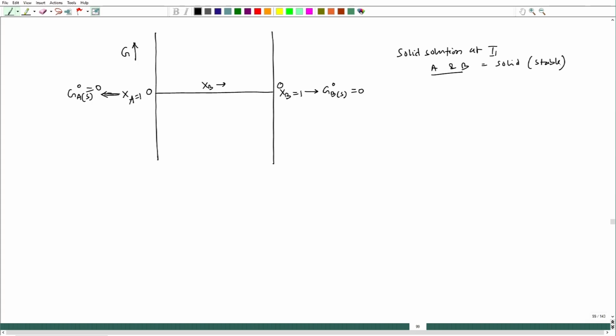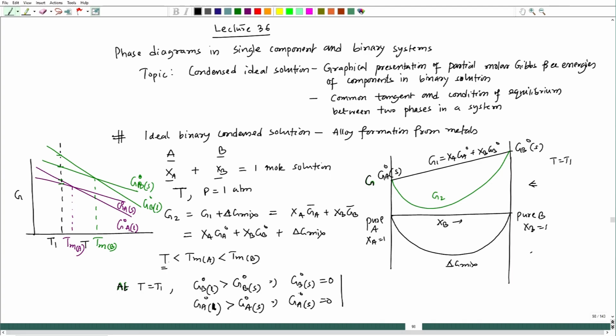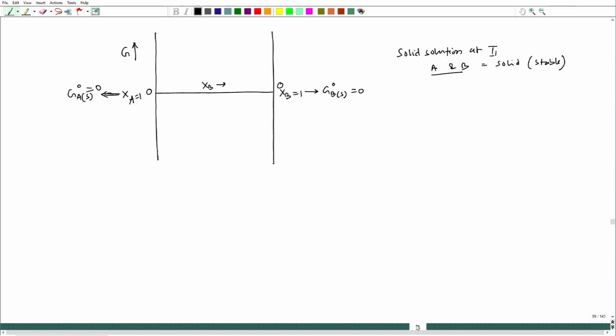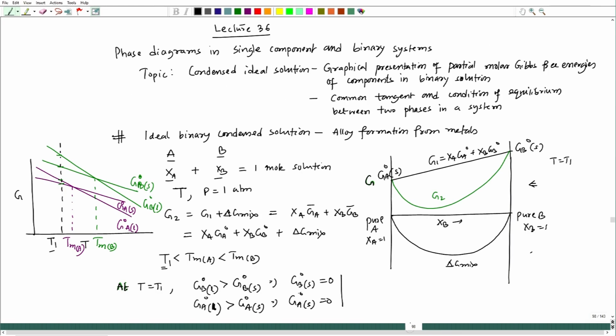Okay. Since T1 is less than, here I have to consider T1 because I have taken T1. So T1 is less than TMA, which is less than TMB, and the melting point of B is more than the melting point of A, and that is reflected in this particular diagram, the G versus T plot. This side is T, this side is G; the x axis is T and the y axis is G.